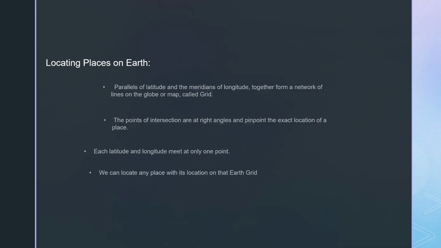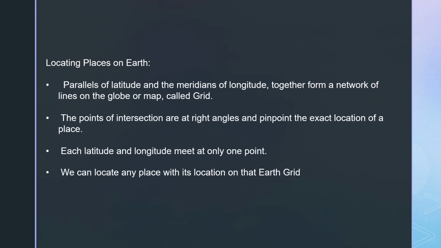Locating places on the earth. Parallels of latitude and the meridians of longitude together form a network of lines on the globe or map called a grid. The points of intersection are at right angles and pinpoint the exact location of a place. Each latitude and longitude meet at only one point. We can locate any place with its location on the earth's grid.